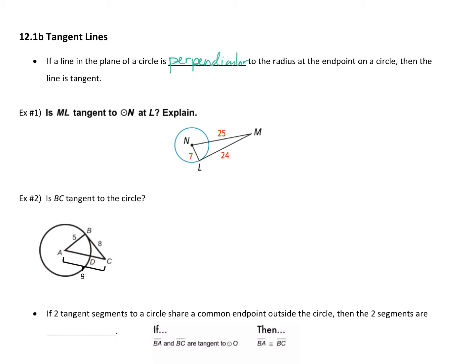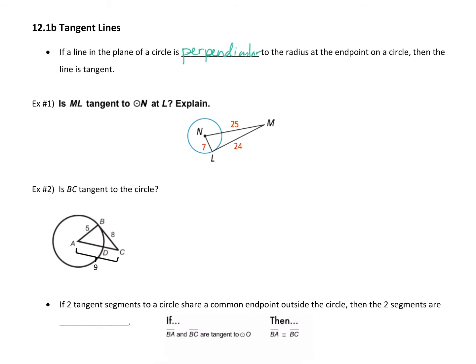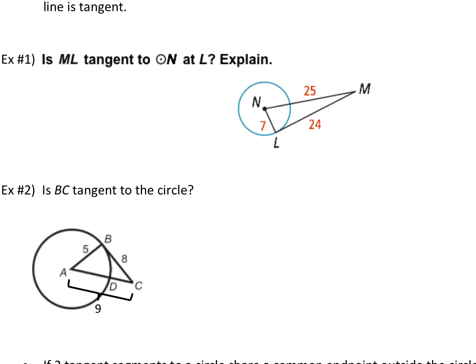Yesterday we said if it's tangent, then it's perpendicular to the radius. Now we're saying if it's perpendicular, then it is a tangent line, okay? So it really is just the converse. It's going to feel very familiar today, okay? Meaning now the question is going to look a little different, but you're doing the same thing.